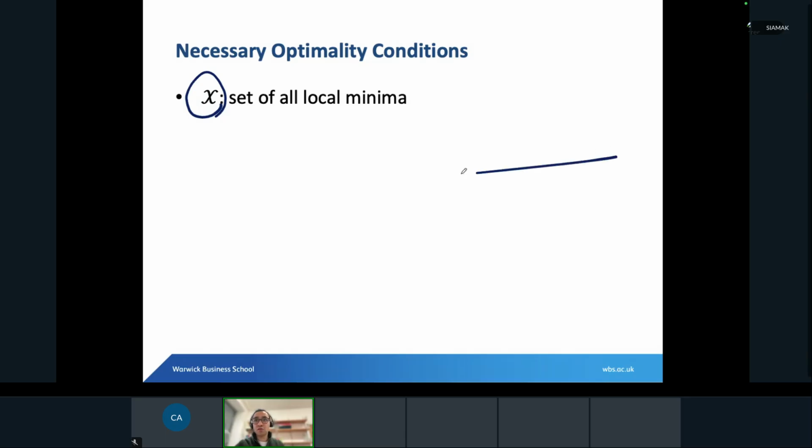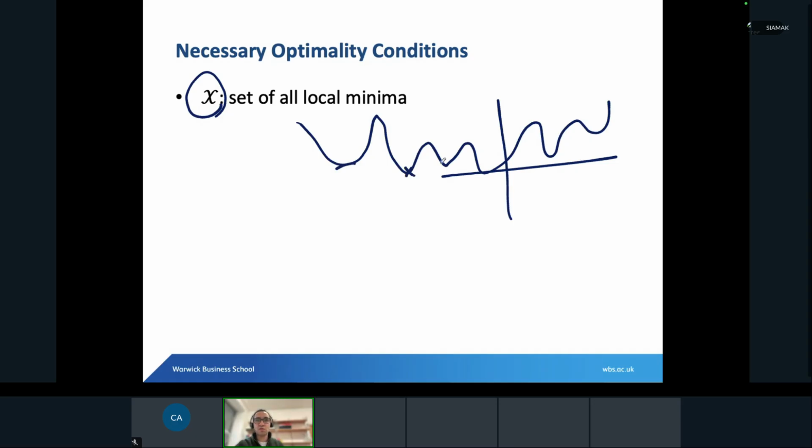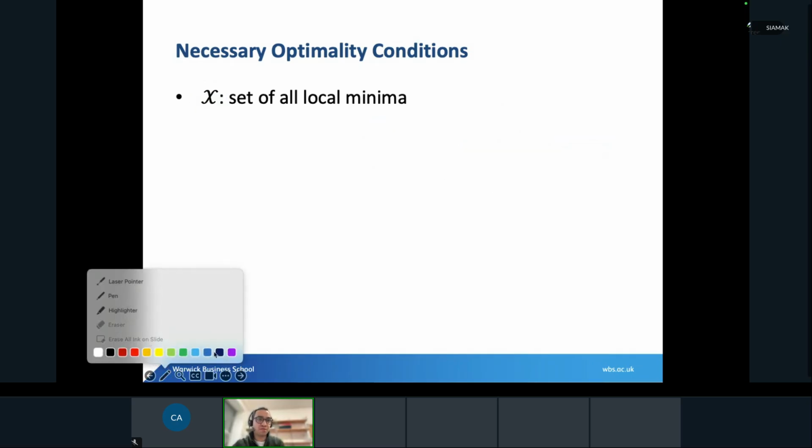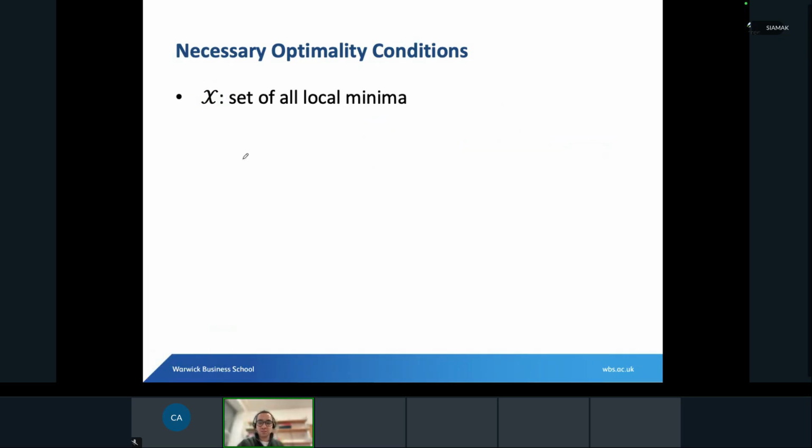You may have a function which looks like this. You can see this is a local minimum, this is a local minimum, this is a local minimum, this is also a local minimum, this is the global minimum, right? And this is also a local minimum at the same time. That's why you may have many local minima, and this is what I said, it can be a problem that we have too many of them. So let's assume that X is the set of all these local minima that we have.